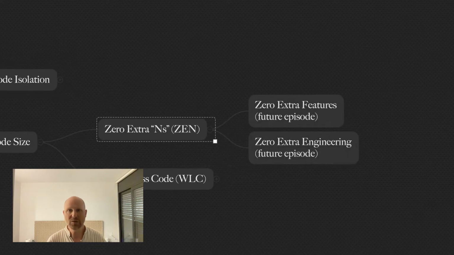And the two most obvious ones are zero extra features and zero extra engineering. Zero extra features is kind of like the concept of the MVP, or minimal viable product. You don't want to add any features that aren't essential for getting out the door and moving forward. Again, this is really a topic for a future episode. But if you are putting in features that you're just guessing at, chances are you're going to guess wrong.